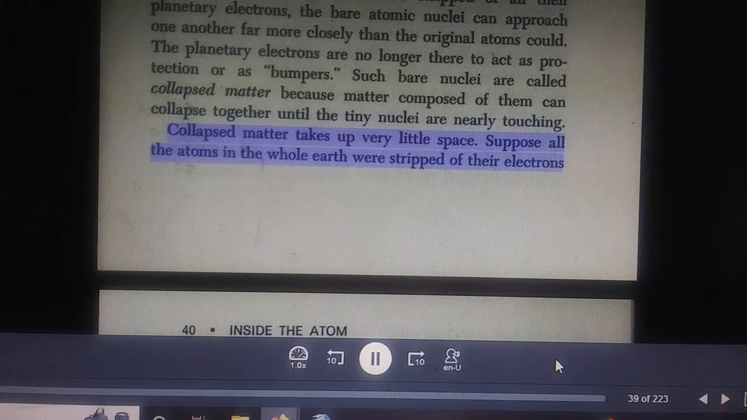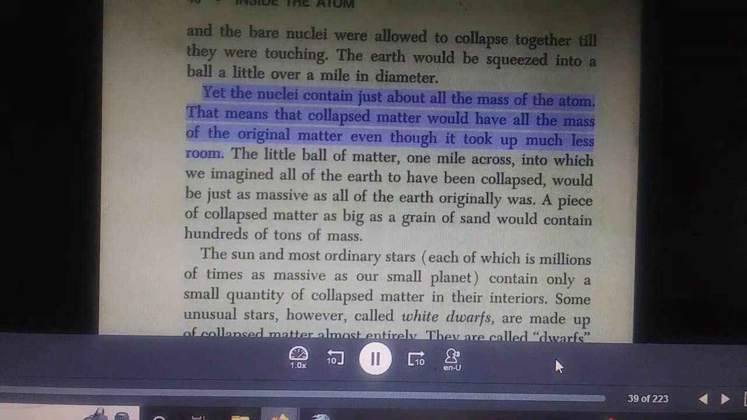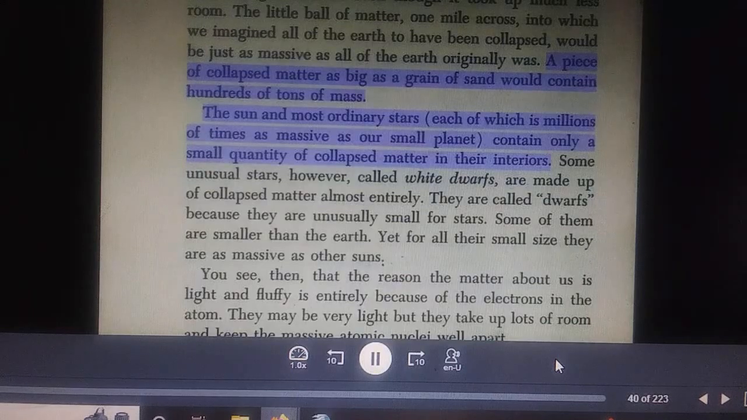Suppose all the atoms in the whole Earth were stripped of their electrons, and the bare nuclei were allowed to collapse together till they were touching. The Earth would be squeezed into a ball a little over a mile in diameter. Yet the nuclei contain just about all the mass of the atom. That means that collapsed matter would have all the mass of the original matter even though it took up much less room. The little ball of matter, 1 mile across, into which we imagined all of the Earth to have been collapsed, would be just as massive as all of the Earth originally was. A piece of collapsed matter as big as a grain of sand would contain hundreds of tons of mass.